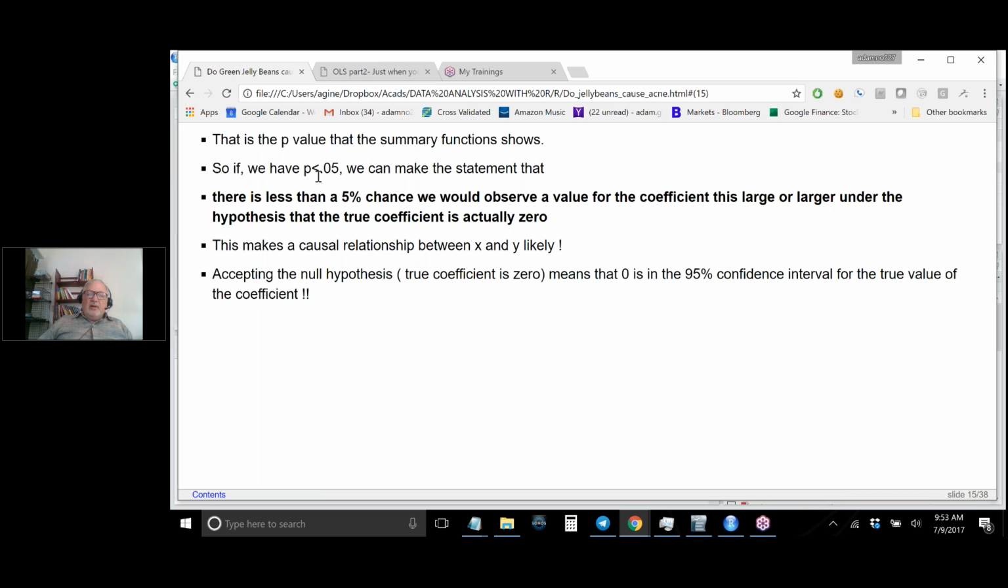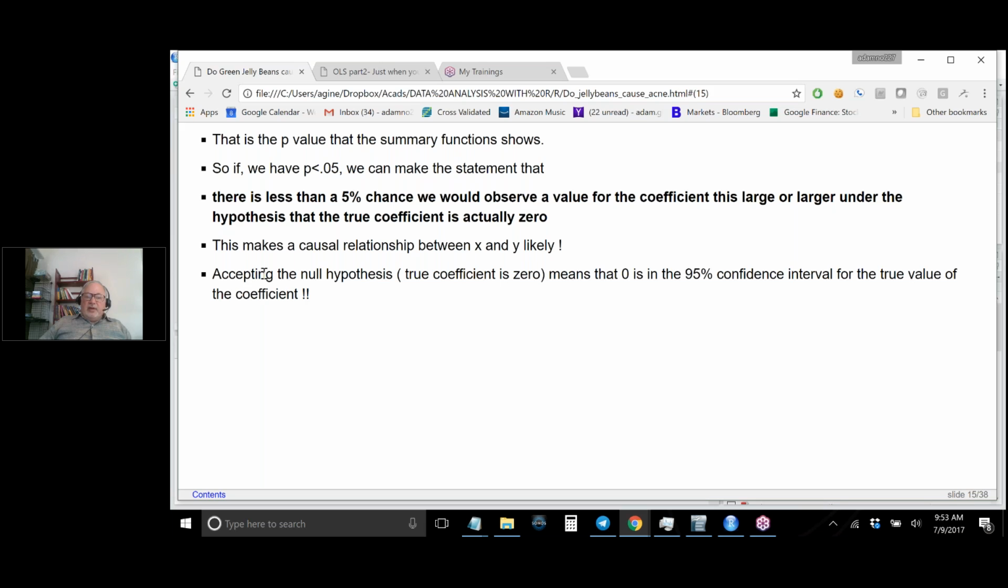So if the p-value is less than 0.05, we accept that the coefficient is non-zero and we put it in the model. We use the actual value we calculate. That's our best guess as to what the real value is. But if the p-value is greater than 0.05, we're going to accept the hypothesis that the true value is 0 and not leave it in the model. So in other words, when we do this model, if we get a p-value less than 0.05, that's providing evidence for the hypothesis that jelly beans cause acne.